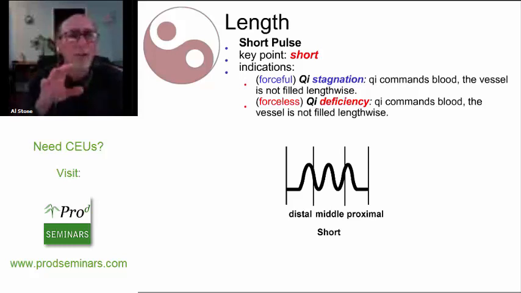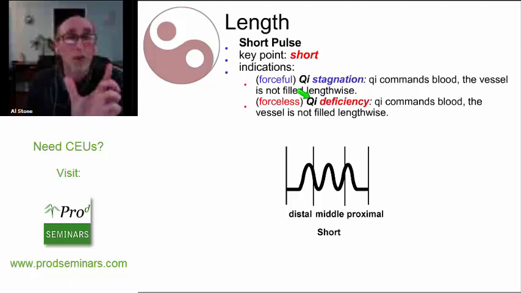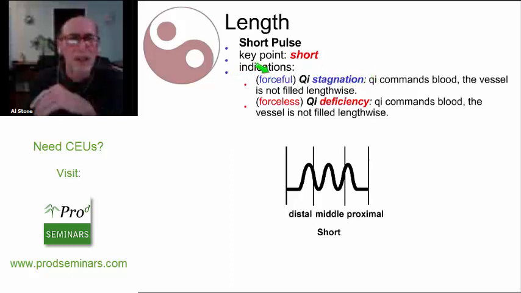This diagram kind of implies that you feel it in your middle position and you don't feel anything on the first or third positions. But in reality, what I find is you feel something is just excessive in the middle position. So if that middle position, the guan position, is excessive and forceful, that suggests Qi stagnation. If it's forceless, then the Qi deficiency is causing the blood not to fill the vessel to all three positions. But more often than not, it's forceful, or at least much more forceful than the other two positions.